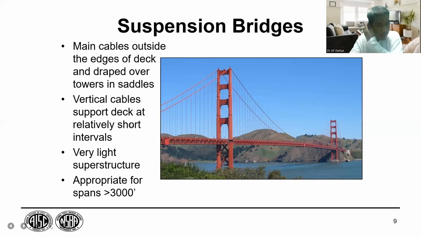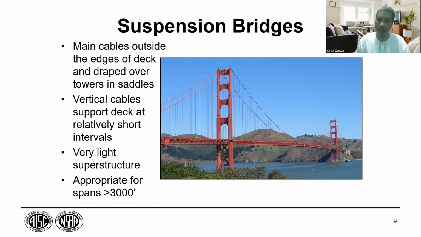Vertical cables support the deck at relatively short intervals, so there are so many cables. Very light superstructure. This is when we need to economize. Appropriate for spans greater than 3,000 feet. 3,000 feet is about 900 meters, which is almost 1 kilometer.